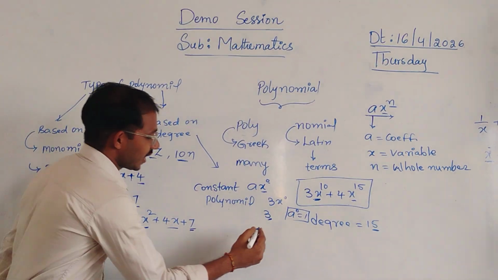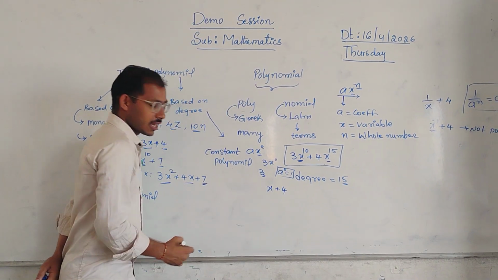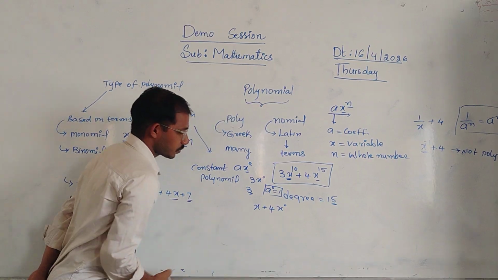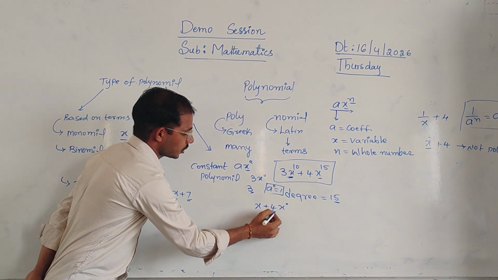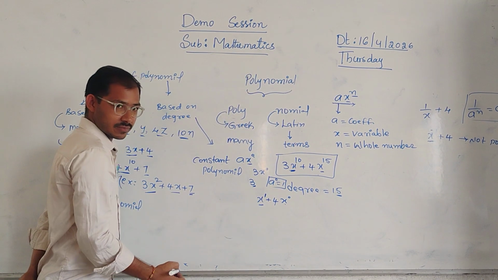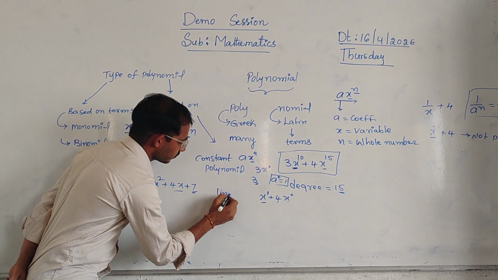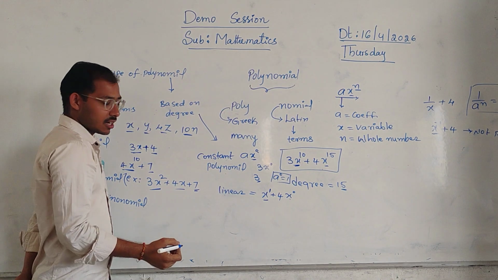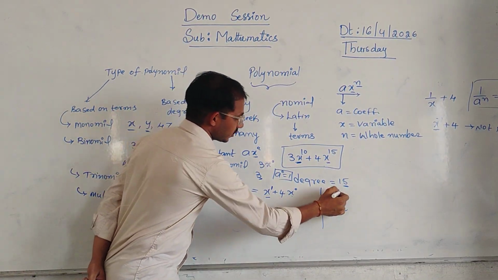If we take degree equal to 1, for example x plus 4, what is the degree here? Nothing is there for the constant, so it is power 0, x power 0. We already know a power 0 is equal to 1, so 4 into 1 is 4 only. Here, what is the degree? The highest power is 1. Highest power 1 means we call it a linear polynomial. When we draw the graph, we will get a straight line.